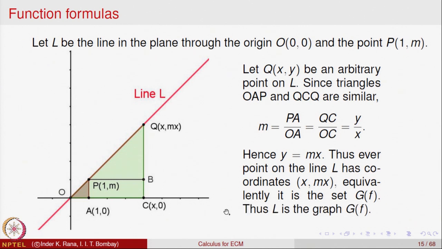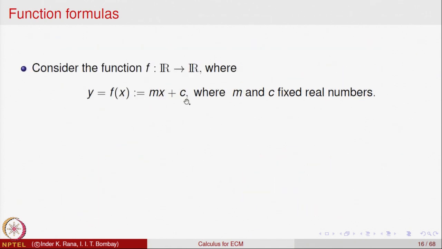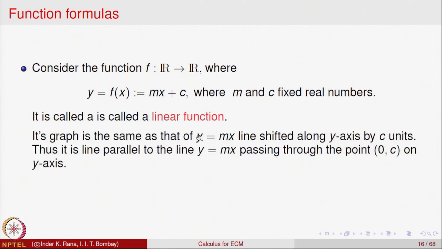We can go slightly ahead and look at the function which is given by y equal to mx plus c. So, if we compare it with the previous function, this is just y equal to mx plus c. So, that means for every value of x, whatever was mx, c is added to it. That means the y coordinate is being translated by c units. So, we can just look at the dynamic aspect of geometry and say that the graph of this function, also called a linear function, is nothing but the graph of the line y equal to mx shifted along the y axis by c units.